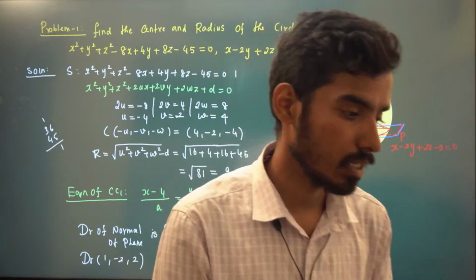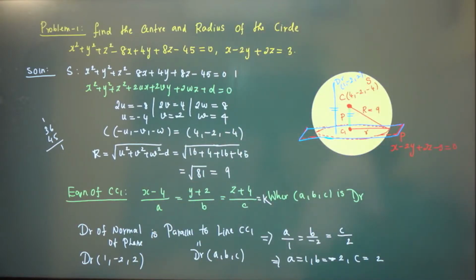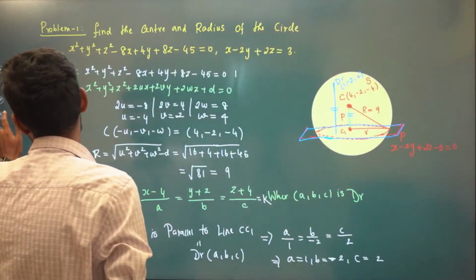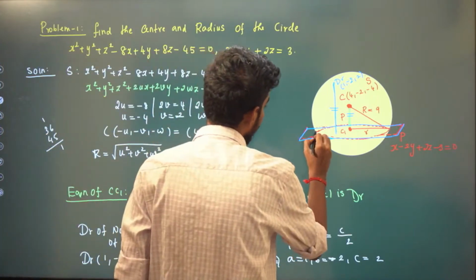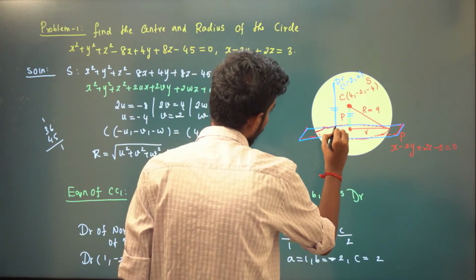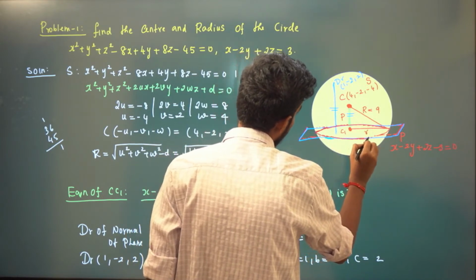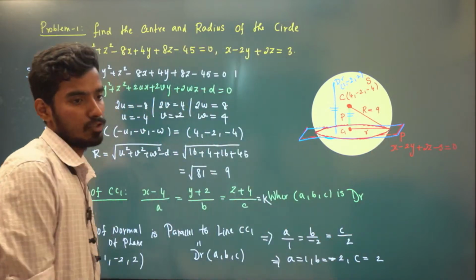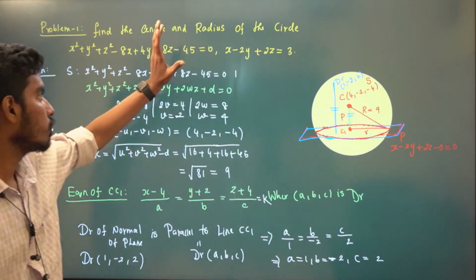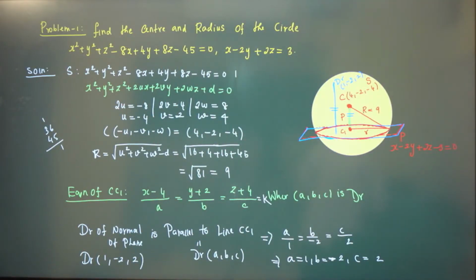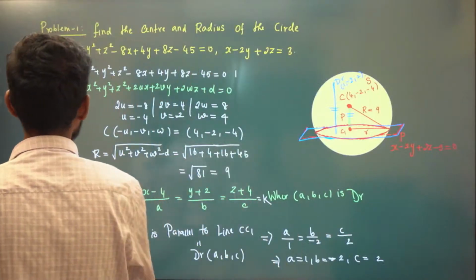Small r is the radius of circle. Capital R is the radius of sphere. P is the perpendicular distance from that point to the plane, right? So using this idea, you can easily find the center and radius of this circle, right? So very interesting problem, very conceptual problem. So if you want to find center and radius of the circle, you have to follow this method from now on, right? So next class we will continue more problems based on this.